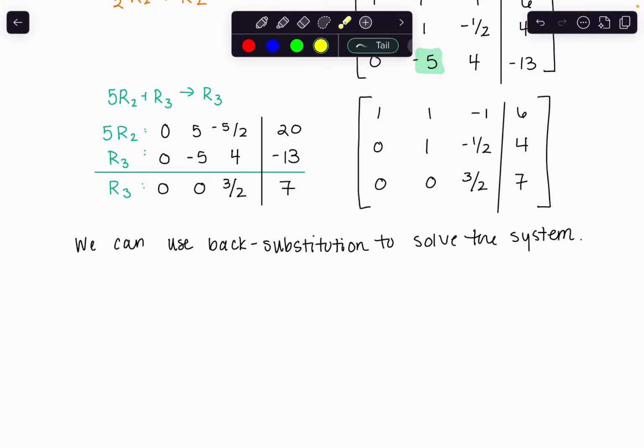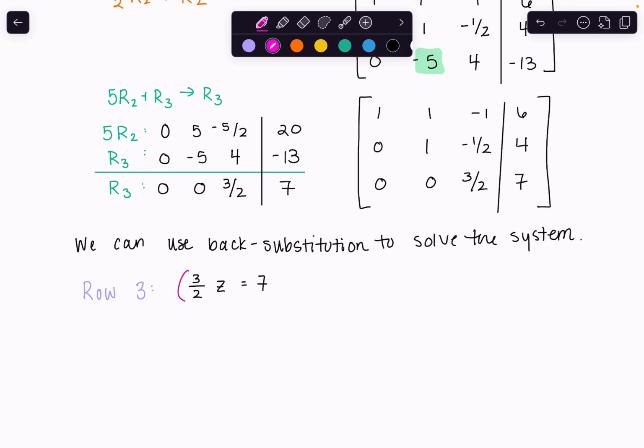So we start with the bottom row and then we're going to work backwards. If I look at row 3, what that tells us is we have no x's, no y's. We have 3 halves z is equal to 7. So I can solve for z.